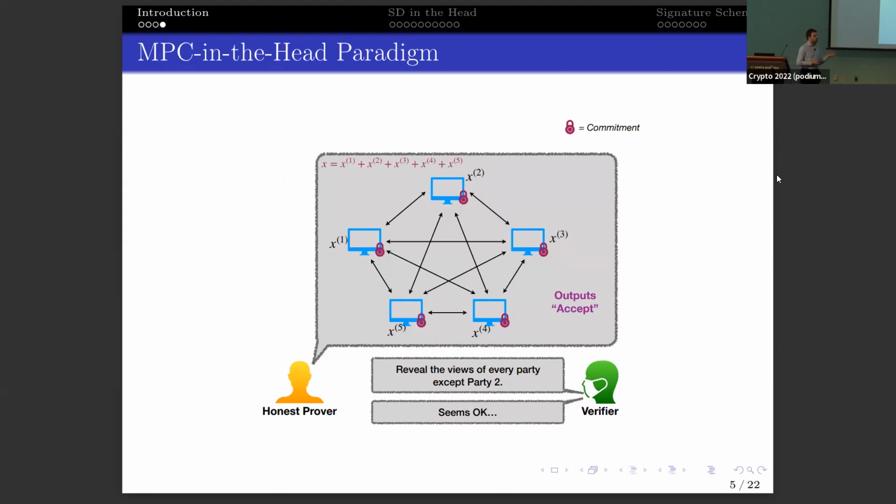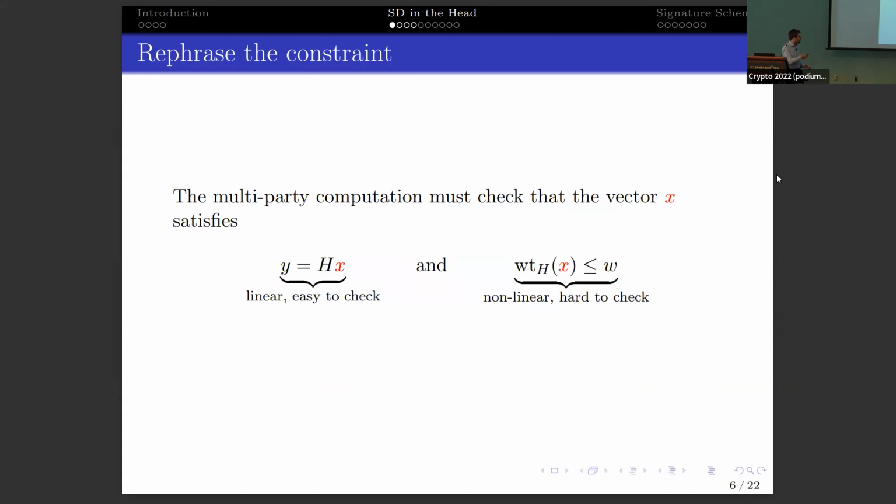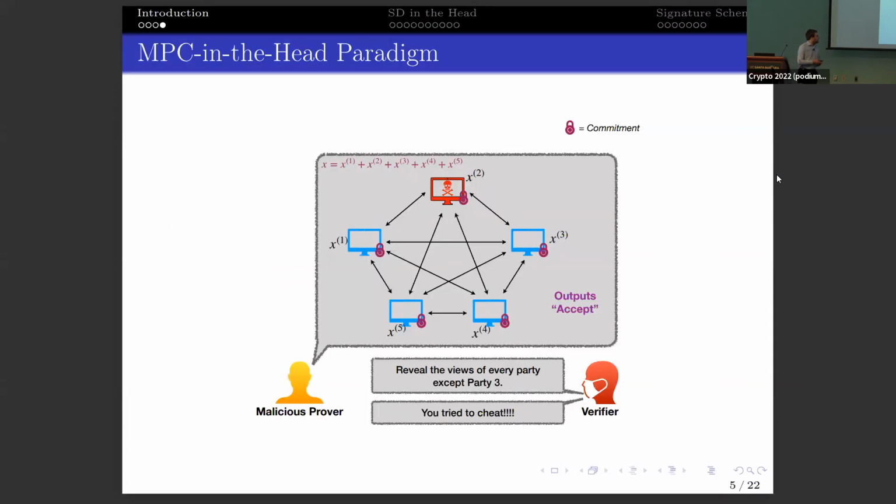The honest prover, who knows the secret, will run this MPC protocol in her head, meaning that she will run the computation of all the parties involved in the MPC protocol. Then she will commit to the computation, the view of each party, independently. Then the verifier will ask to reveal the views of all the parties except one. And then he will check that the revealed views are consistent between them. A malicious prover doesn't know an input sharing so that the MPC protocol outputs accept. So he will need to cheat on the computation of at least one party. But it means that the cheating will be exposed as soon as the verifier asks to reveal the view of the cheating party.